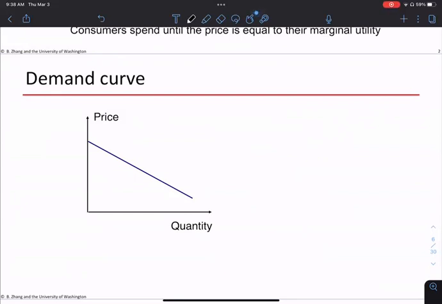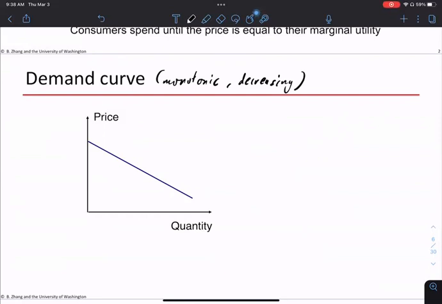The assumption we'll make for the demand curve is that it is monotonic, so it's always decreasing. It's in the same direction. It doesn't go up and down. So it's both a monotonic and decreasing curve. This is called the demand curve.